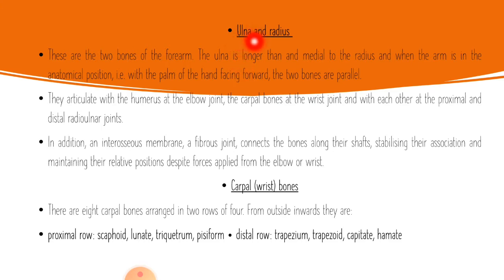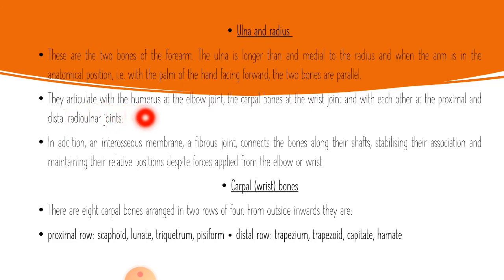Now we will talk about the radius and the ulna, and these are the two bones of the forearm. The ulna is longer than the radius, and it lies medial to the radius, and when the arm is in the anatomical position, that is with the palm of the hand facing forward, the two bones are parallel.